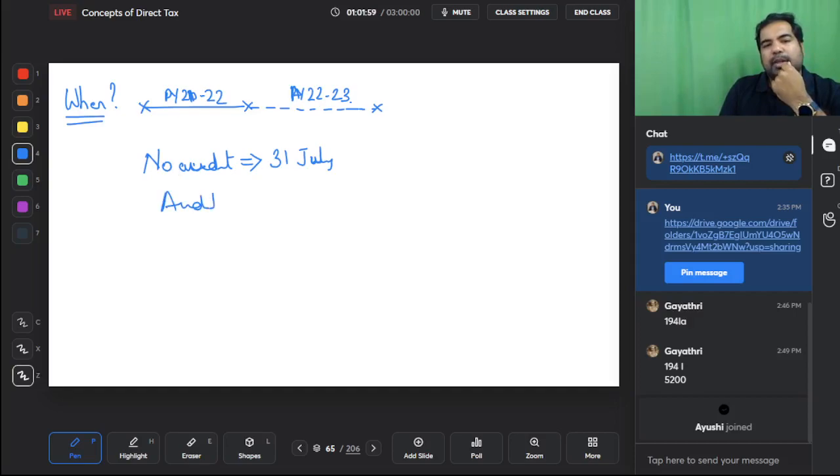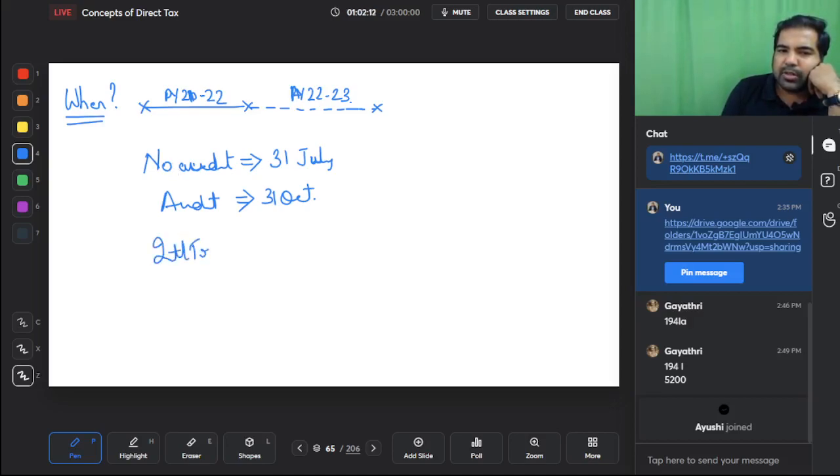But if you are subject to audit, example, someone has to come and check your books of accounts, etc., then 31st October, this used to be September earlier, but now it's made to 31st October. And if you have international transactions, which we will see at CA final, then it is basically 30th November. So we have 3 due dates.